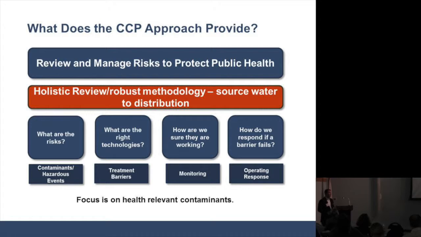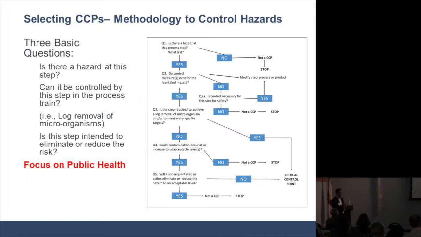So what are the risks you're trying to manage? What are the right technologies that you need to manage those risks for a given system? How do you ensure that those technologies are working? And how do you respond if that barrier should fail? And again, the focus is on health-relevant contaminants, not asset management, not production. So those do come into the picture at some point.